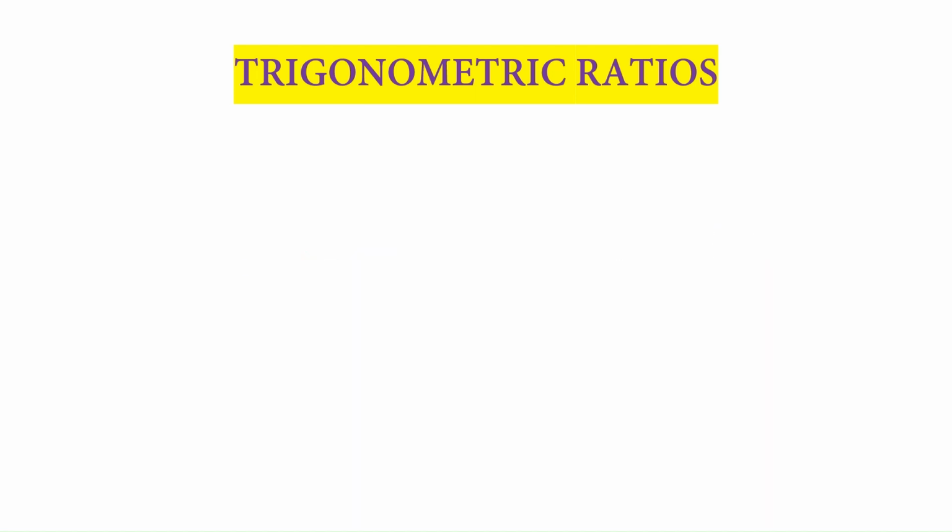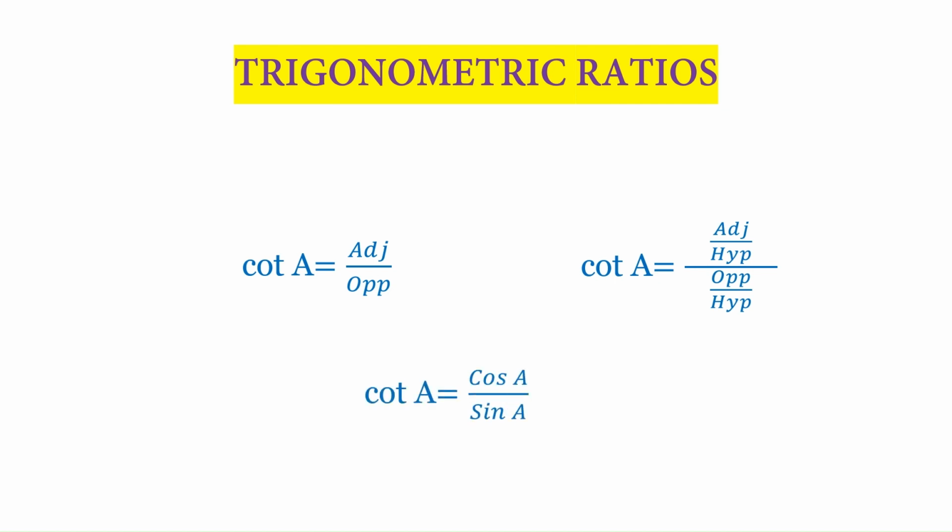Now cot A is just the reciprocal of tan A, meaning adjacent upon opposite. Here also, if we divide both numerator and denominator by hypotenuse, the numerator adjacent upon hypotenuse can be written as cos A, and the denominator opposite upon hypotenuse can be written as sin A. So cot A can be written as cos A upon sin A. Now we have seen the relationships between all the ratios.